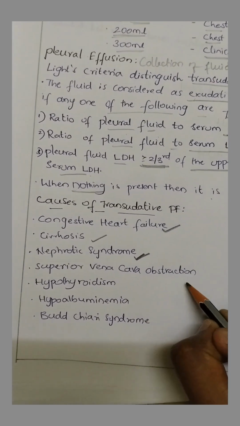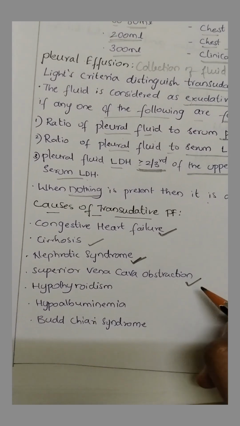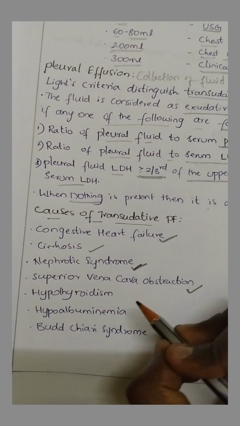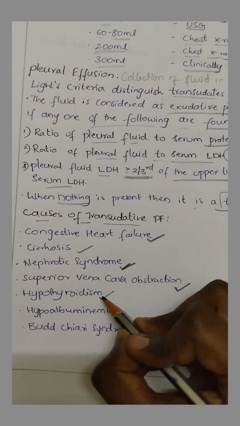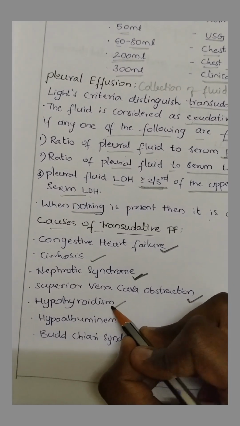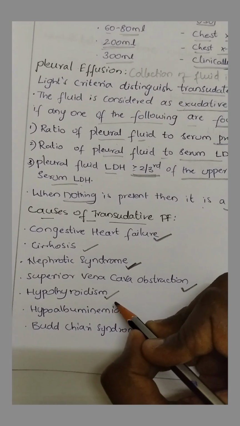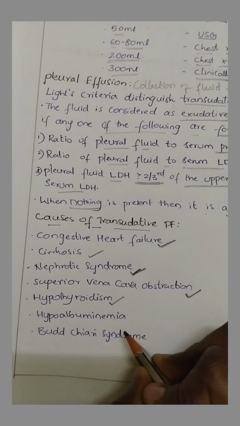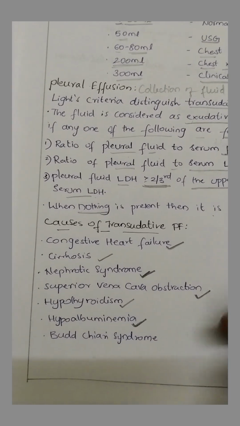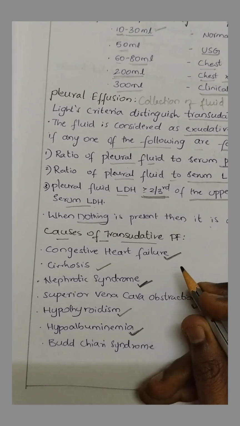And the fourth one is superior vena cava obstruction. Superior vena cava obstruction can also cause the transudative type of pleural effusion. And the fifth one is hypothyroidism. When the thyroid levels are less than the normal cutoff, it's called hypothyroidism. So hypothyroidism can also cause the transudative type of pleural effusion. And whenever there is a decrease in the albumin protein, hypoalbuminemia can also cause the transudative type of pleural effusion.